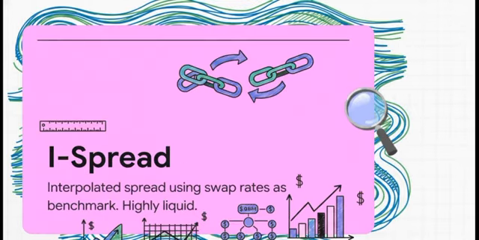Next, we have the I-spread, and that I stands for interpolated. Now, what's really interesting here is the shift in our benchmark. Instead of using a government bond, the I-spread uses swap rates. Why would we do that? Well, it's incredibly common in certain markets where the swap market is actually way more liquid than the government bond market. We use mathematical interpolation to find the exact benchmark rate for bonds that might fall somewhat awkwardly between standard maturity dates.